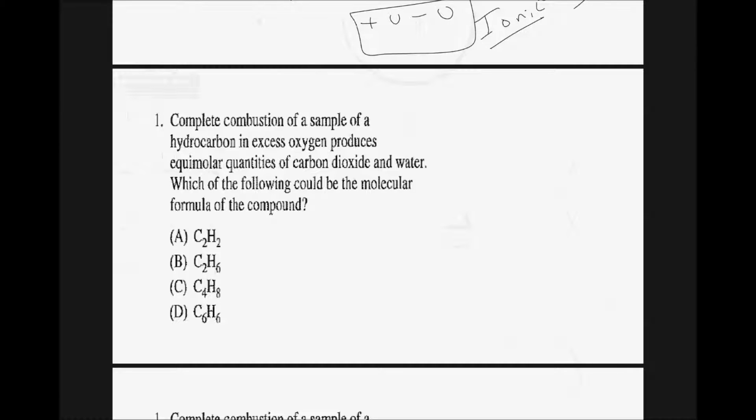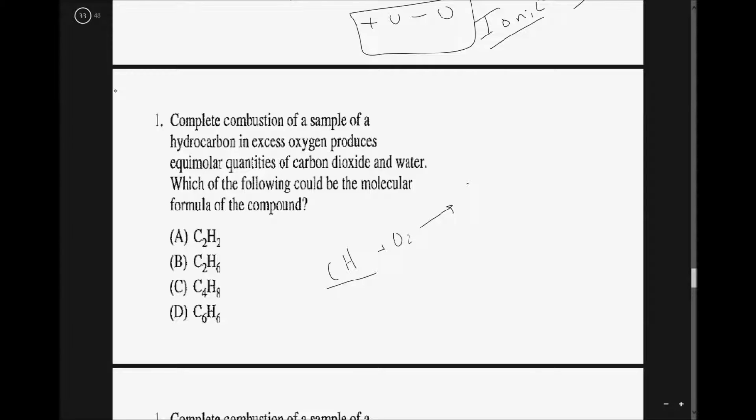Alright, so here we're looking to go over some examples of big idea number 1. Question-wise, we have complete combustion of a sample of hydrocarbon in excess oxygen producing equal molar quantities of carbon dioxide and water. So we have a combustion reaction of some hydrocarbon, carbon plus hydrogen plus O2 yields carbon dioxide and water. Just an FYI here, we have equal quantities of these guys as this guy.